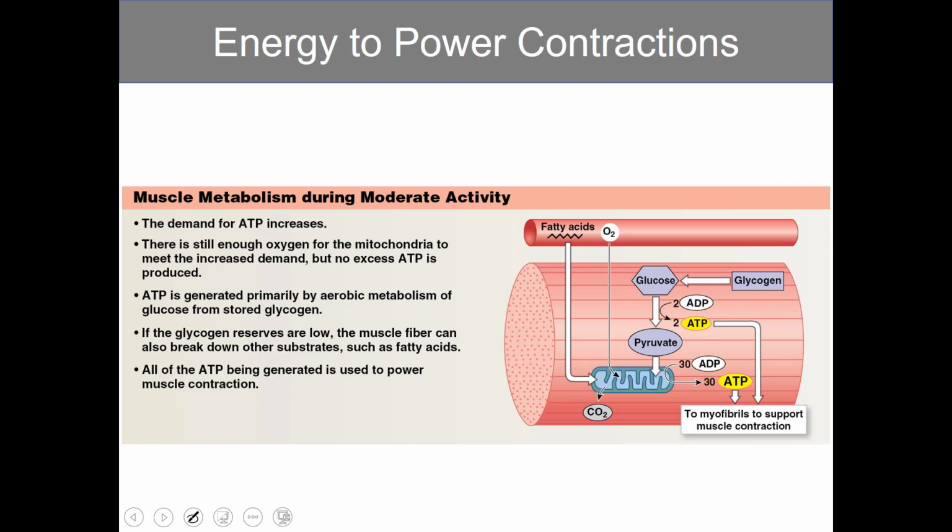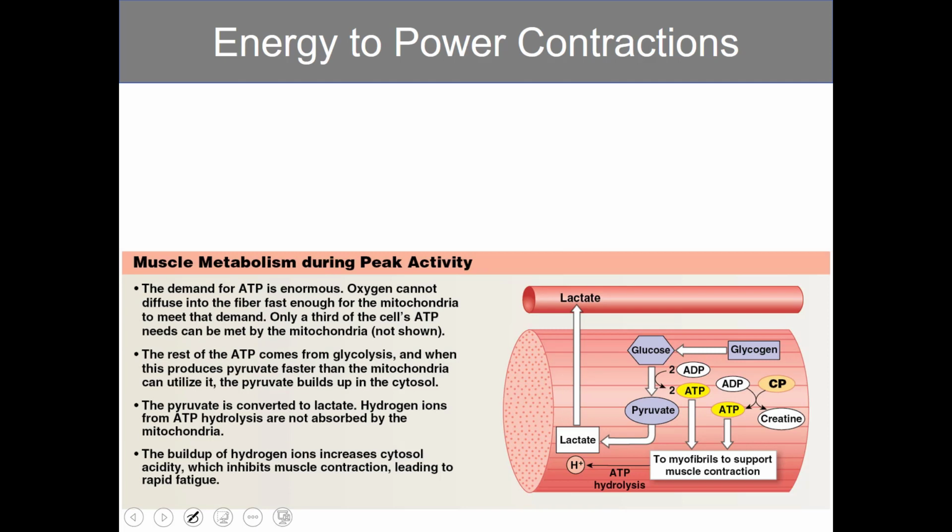ATP is generated, as we already said, primarily through aerobic metabolism, and we get some of the glucose stored as glycogen. If the glycogen reserves are low, the muscle fiber can also break down other substrates such as fatty acids that we saw with the previous. So all the ATP generated is used to power that muscle contraction. And in fact, if you look at numbers, we end up generating a quite hefty supply of ATP.